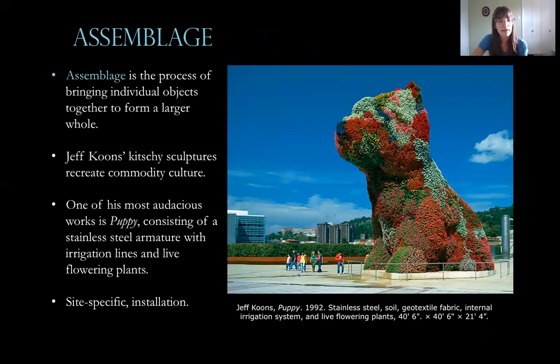Now let's talk about assemblage. This would be what we call additive, because, as you can see, these are flowers that were added to a framework made by the artist. This can also be called assemblage. Assemblage is the process of bringing individual objects together to form a larger work, right? Just assembling, you can think of it as.